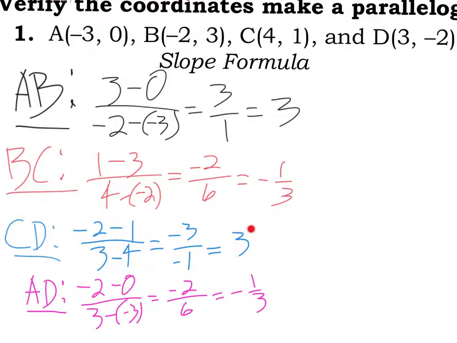So we have two pairs of matching slopes. Are they opposite reciprocal slopes? Yes, they are. 3 and negative 1/3. You flipped it and then you changed the sign. So yes, these are opposite reciprocal slopes. So these lines intersect perpendicularly, making right angles, forming a rectangle.